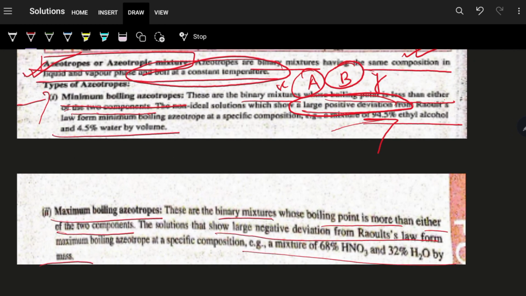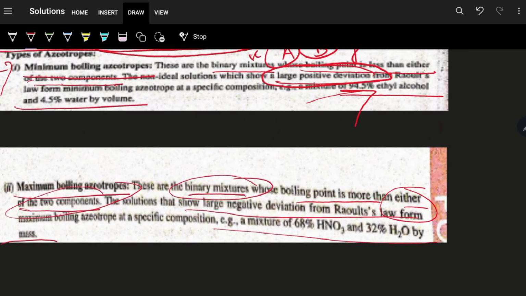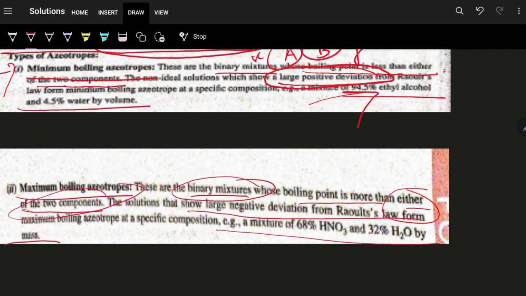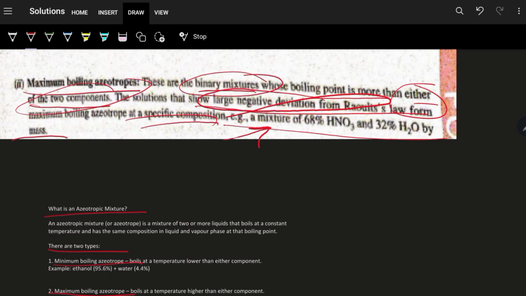Maximum boiling azeotrope, again a binary solution whose boiling point is more than either of the two components. So what will happen? If the boiling point is more, that means it takes time to boil, and if it takes time to boil, it means the vapor pressure decreases, and so it shows large negative deviation from Raoult's law. And of course at a specific composition, for example HNO3 and H2O at a particular composition by mass, it forms a maximum boiling azeotrope.